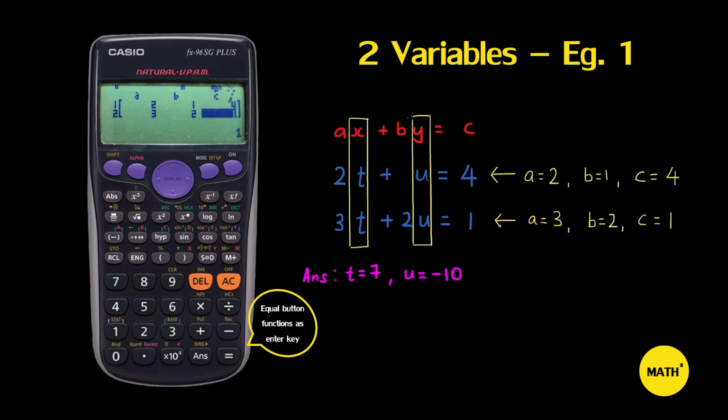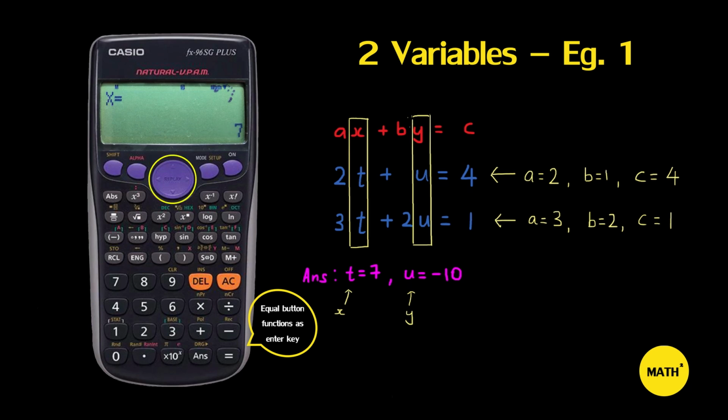Lastly, we press equal again, and you should see x equals 7 on the screen, and we know that x is equal to t in our equation, and hence t is equal to 7. Press equal again and you can see y equals negative 10, which is our u. You can see that these two answers are consistent with the answers we derived earlier from solving manually.